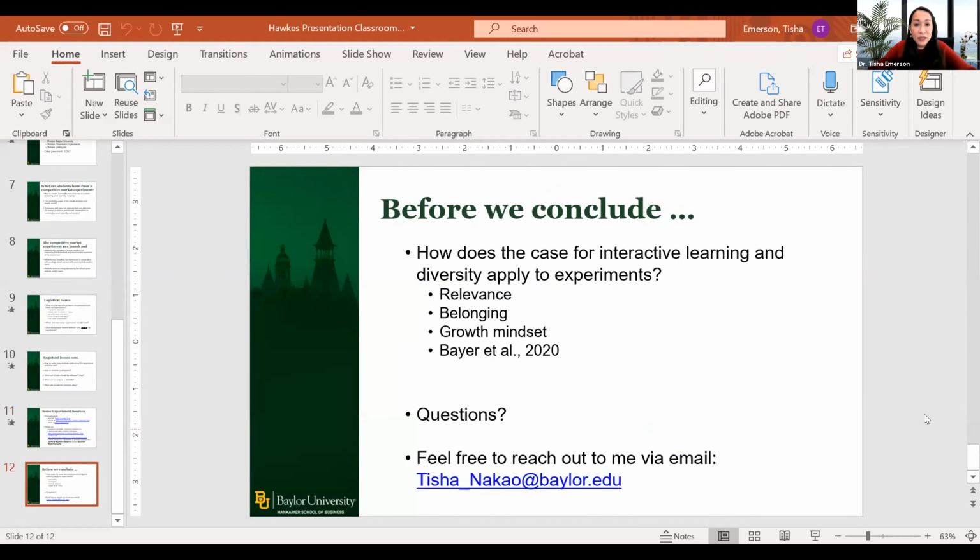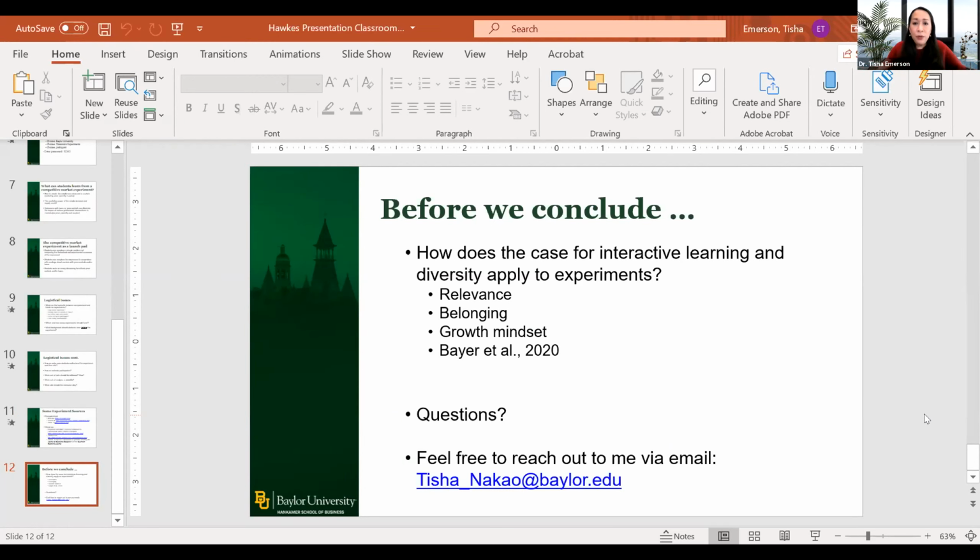And then finally, I just want to reiterate that interactive learning is really important, not just for student learning, but it's important to the extent that we want to promote diversity. So Bear et al., they go through what are going to be important factors for fostering diversity and persistence of students, especially students from previously underrepresented groups like females and URM. And they talk about the importance of relevance, belonging, and mindset.